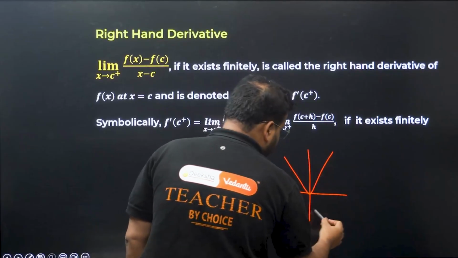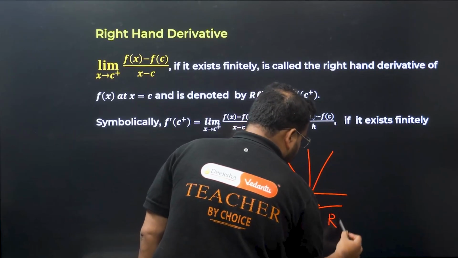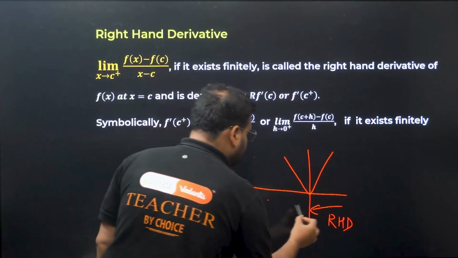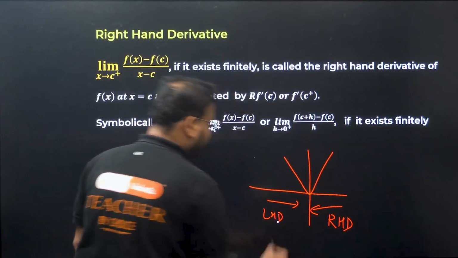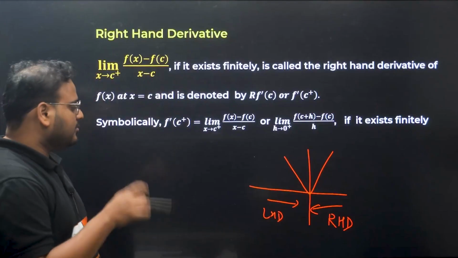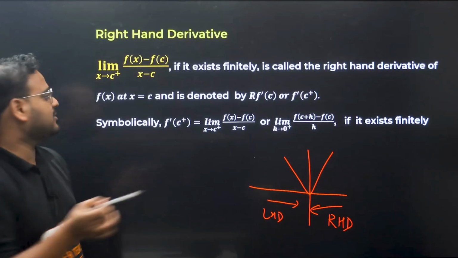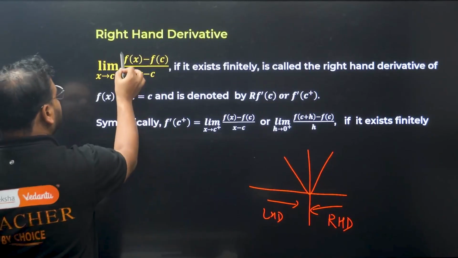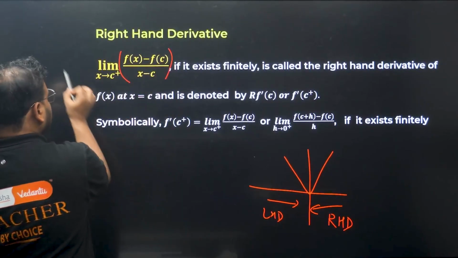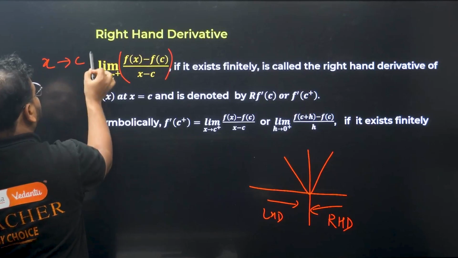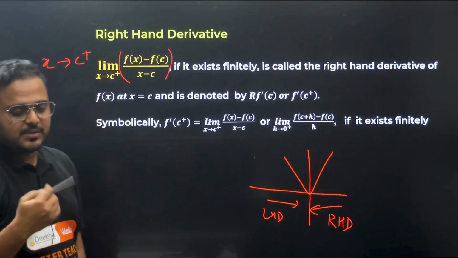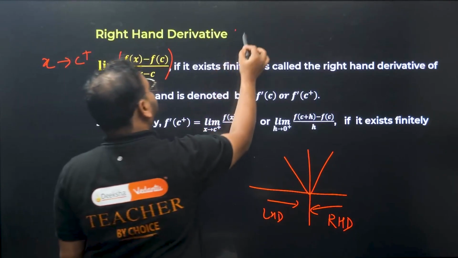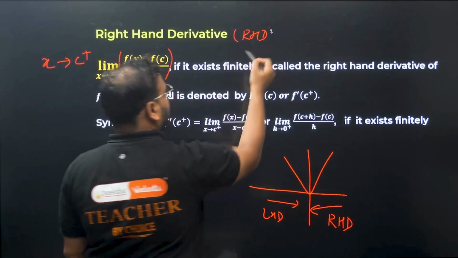Trying to approach this point from this side is called the right hand derivative, and if you try to approach this point from this side, it is called the left hand derivative. So the fraction under the limit will remain the same: f of x minus f of c divided by x minus c. The first principle remains the same, but we approach c from the right hand side. This is the formula for the right hand derivative, very commonly called RHD.